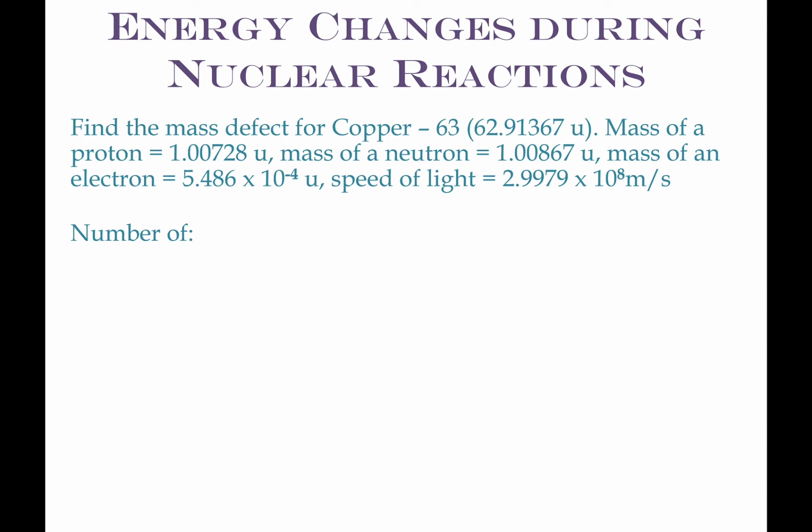So to find the mass defect for copper-63, we're given the mass of the isotope as 62.91367 U, and remember U is equivalent to AMU. And the mass of a proton, 1.00728 U, and the mass of a neutron, 1.00867 U. Then I gave you the mass of the electron and the speed of light.